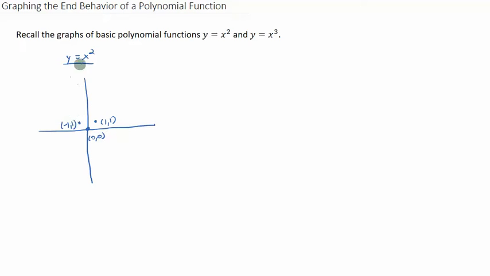And let's say you plug in 3 for x, then y would be 3 squared, which is 9, so we get the ordered pair 3, 9, which is up here. And if you square negative 3, you also get positive 9, which is up here. So the graph of y equals x squared basically looks something like this, called a parabola.